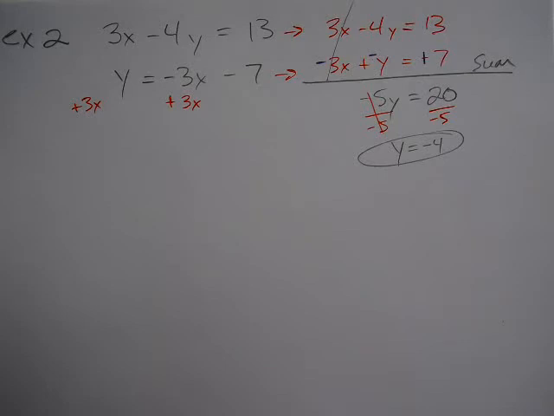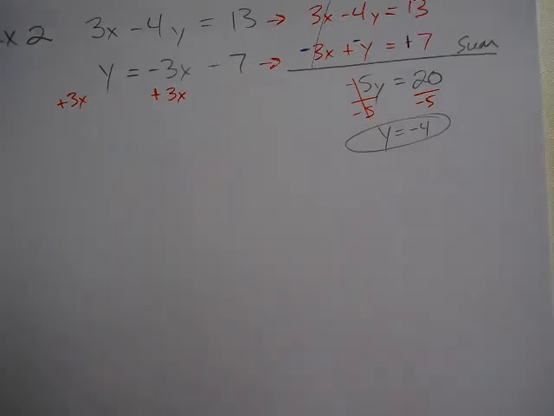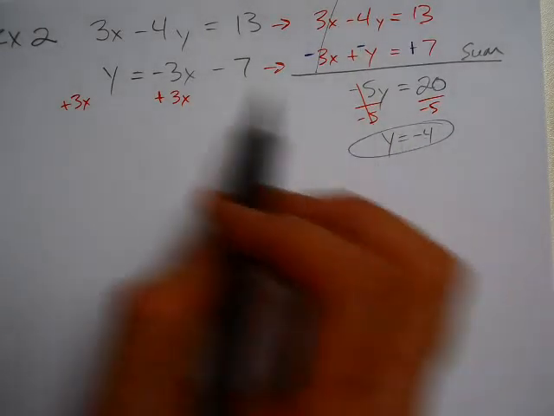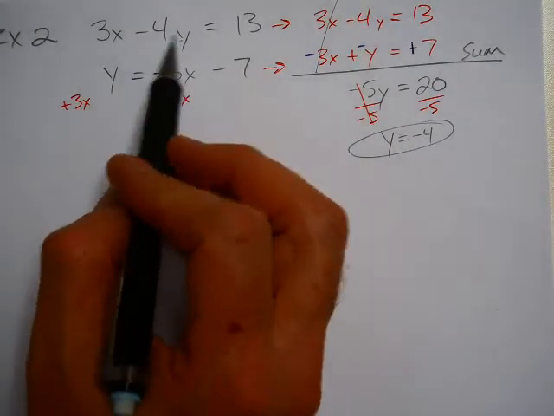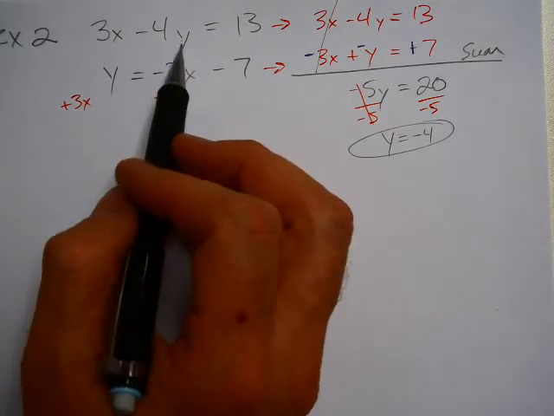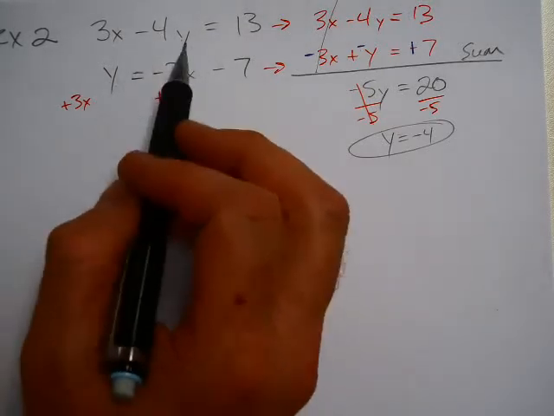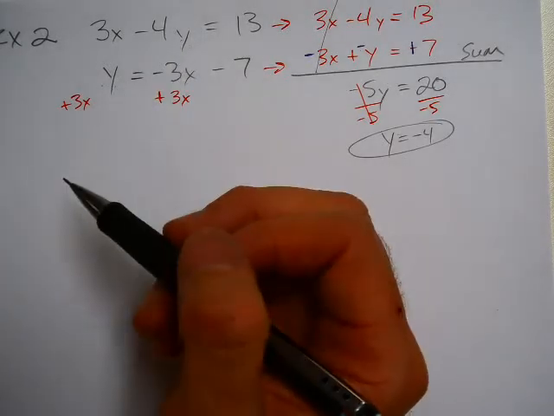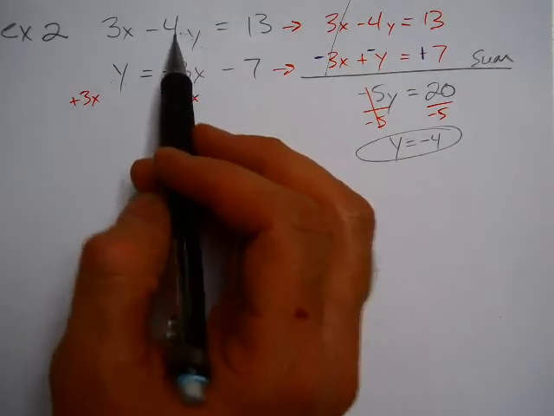Now that I have a y value, are you with me? Are you sure? Barely. Okay, keep writing. Now that I have a y value, I can plug this negative 4 in here or here. It doesn't matter. Somebody pick for me. Which one? The first one, this one? Okay.